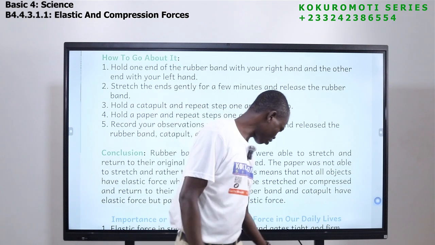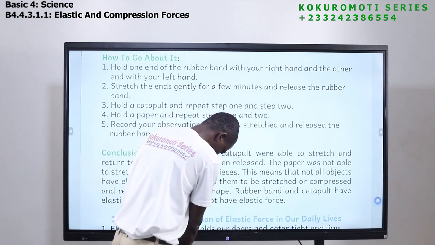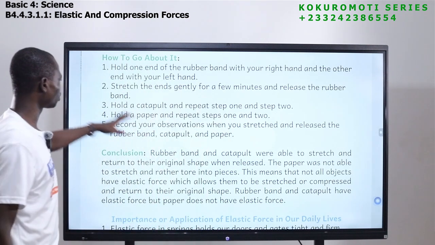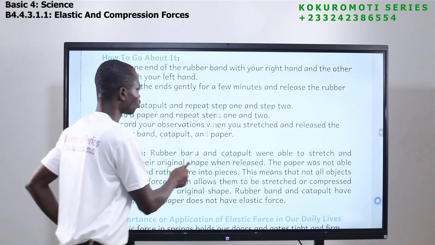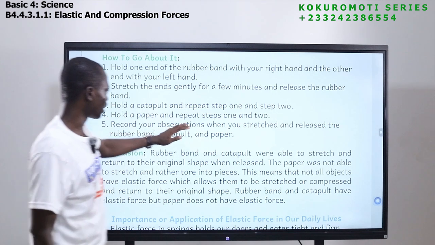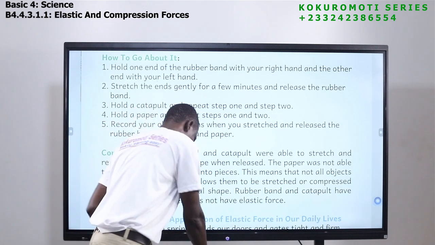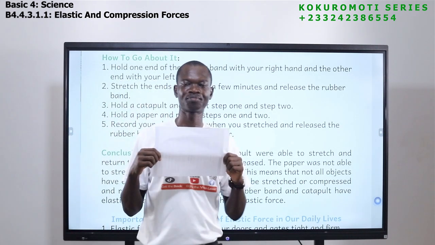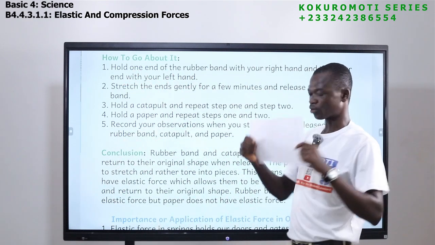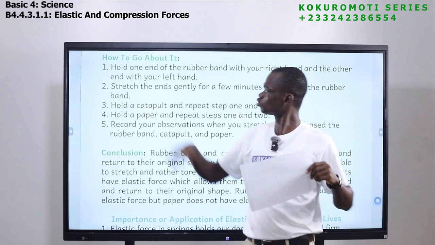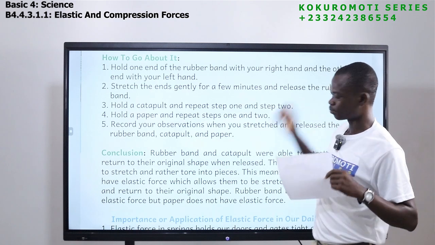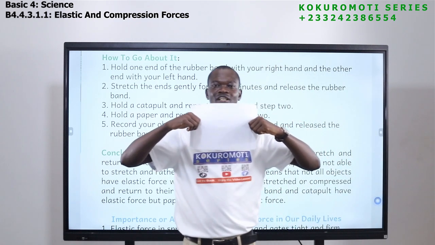Okay. Now, there is another one here. Let's read the instruction and see. So the third one is that hold the catapult and repeat step 1 and step 2. I don't have a catapult here. Number 4, hold a paper and repeat step 1 and 2. So there is a paper here. This is a paper. Let's look at step 1. Hold one end. So we are going to hold both ends of the paper. 2, stretch the ends gently for a few minutes and release the paper.